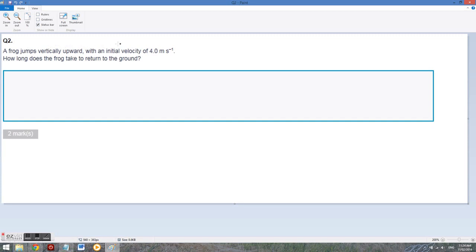Okay, again, a frog jumps upward. Initial velocity u will be positive 4. How long does the frog take to return to the ground? So now we need to find the time. This time it's asking how long it takes to return to the ground. So let's write down the acceleration first.